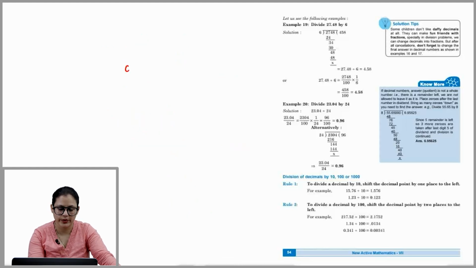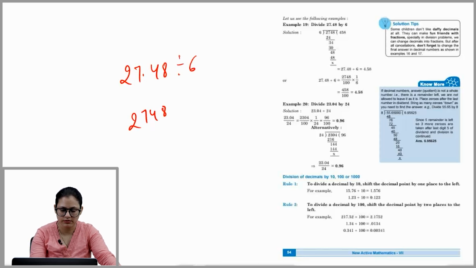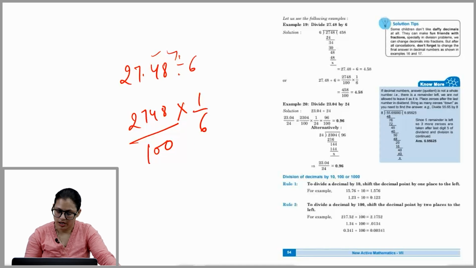Okay. Or alternatively, you can also do it like this. You have this number 27.48 divided by 6. There are 2 decimal places. So, you will divide by 100 into 1 by 6. Okay. Now, you can do it. The answer will be the same. Right.